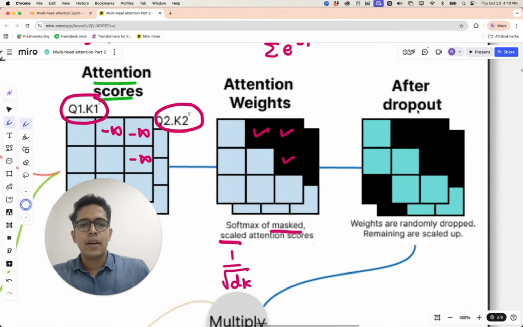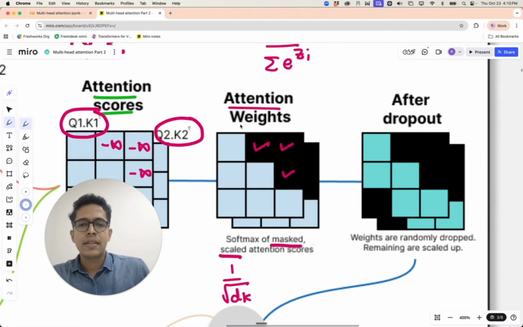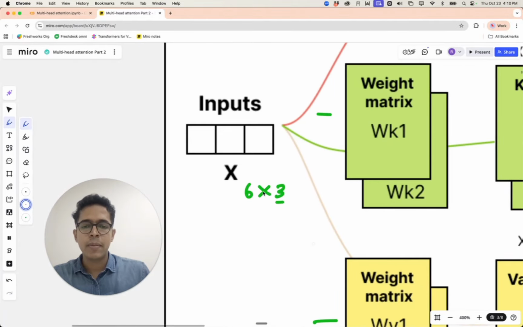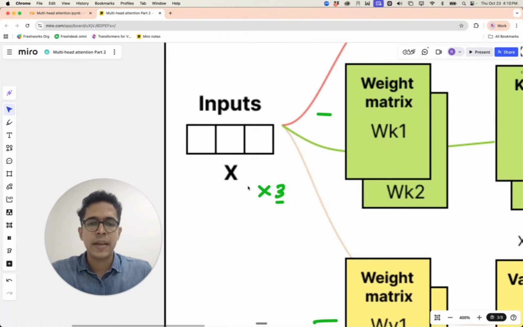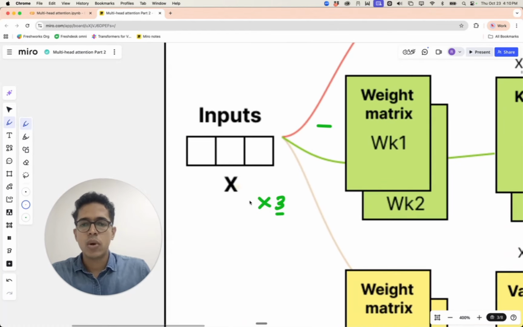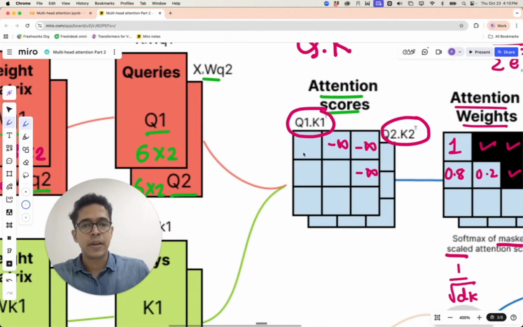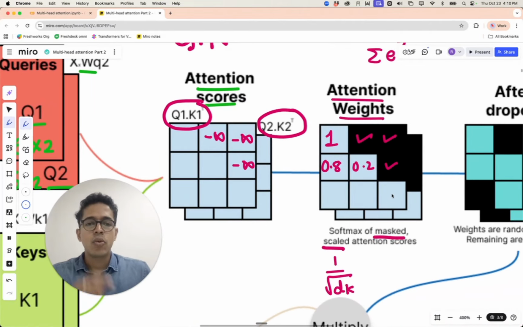And then you apply dropout. So here you convert attention scores into attention weights because every row will sum up to 1. So this will be 1. This might be like 0.8, 0.2. It's not 3 by 3, by the way. We are considering 6 tokens, but if our input had only 3 tokens, each being dimension 3, then this 3 by 3 representation would be perfect because you have 3 keys and 3 queries. And similarly, the last row will also sum up to 1. So these are attention weights.